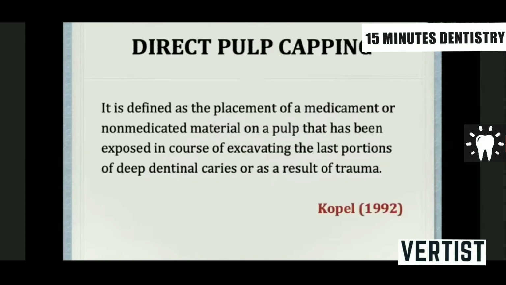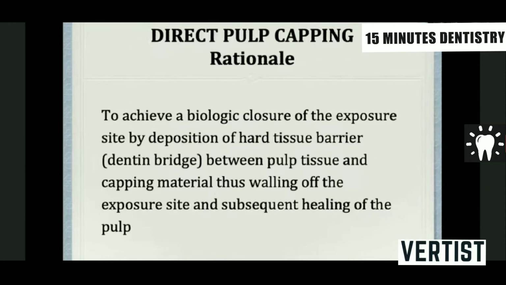So, what is the definition given by Cohen? It is defined as the placement of a medicament or a non-medicated material on the pulp that has been exposed in the course of excavating the last portions of deep dentinal caries or as a result of trauma. Particularly, carious exposures are not taken into consideration when we talk about primary teeth, and they can be taken into consideration when we go for permanent teeth. That is an immature tooth, which we are going to deal with in a further presentation.